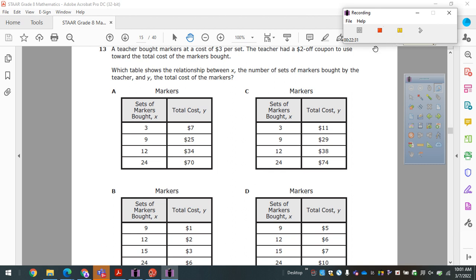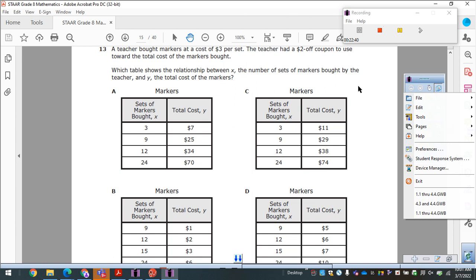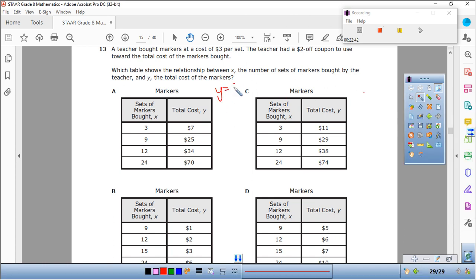Okay, so Isaac, help me out. So a teacher brought that much 3 per. So if I see 3 per, what am I automatically thinking? Slope. I'm really thinking about slope. I'm looking at it as y is equal to 3x, and it had a $2 coupon off. What does that one give me? -2. How do you do this one?